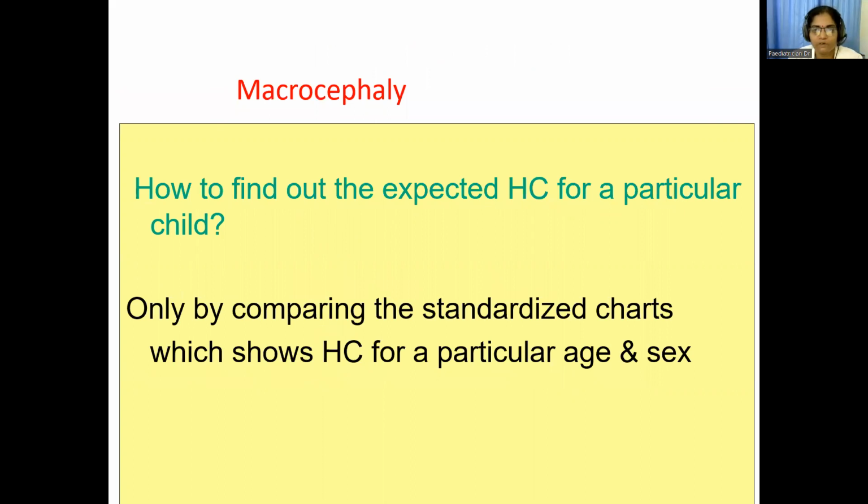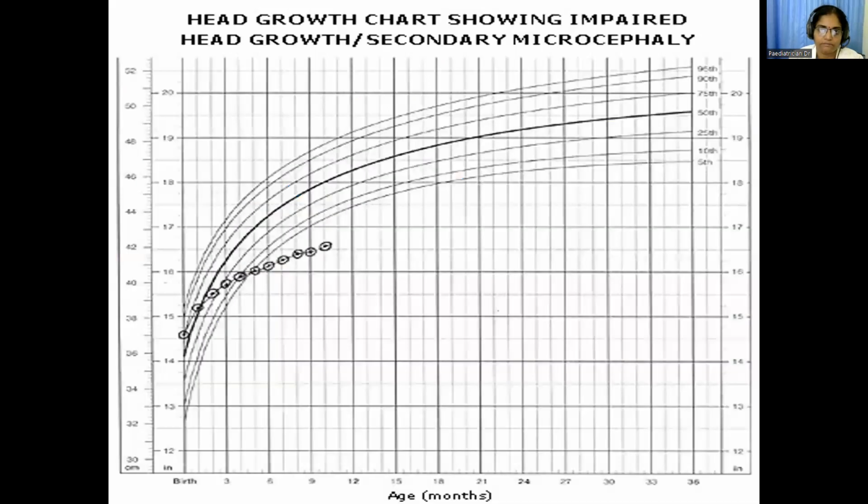So how do you find out the expected head circumference for a particular child? This can happen only by comparing with the standardized charts which show the head circumference for a particular age and sex. So first you have to measure the head circumference and then you compare with the standardized charts which show the head circumference for that particular age and sex.